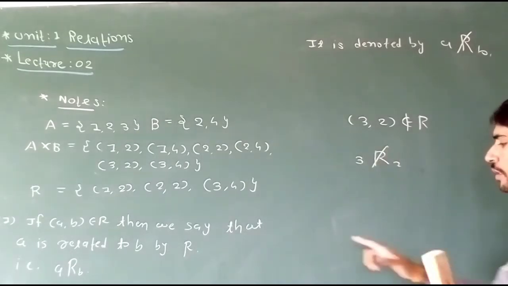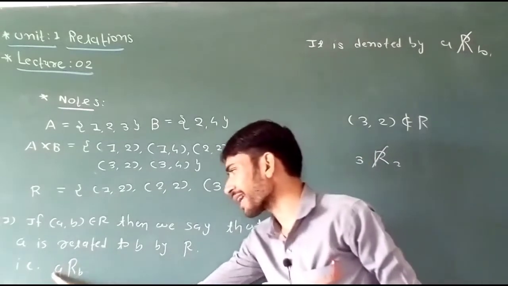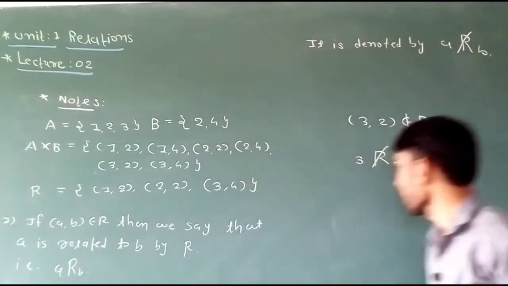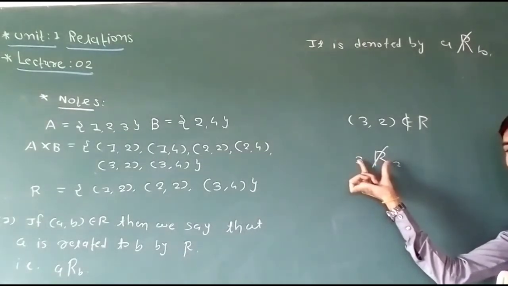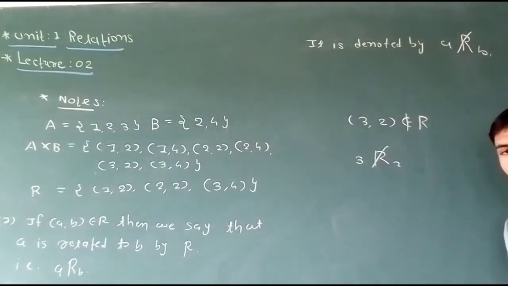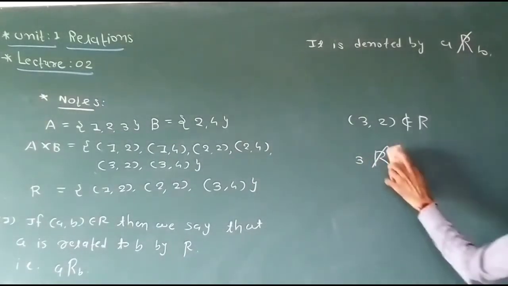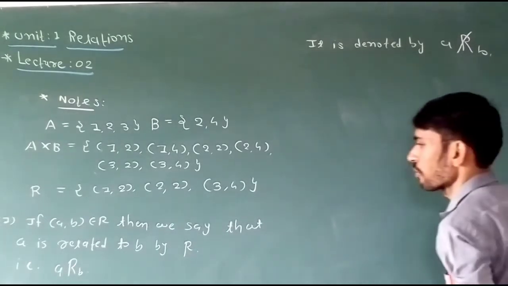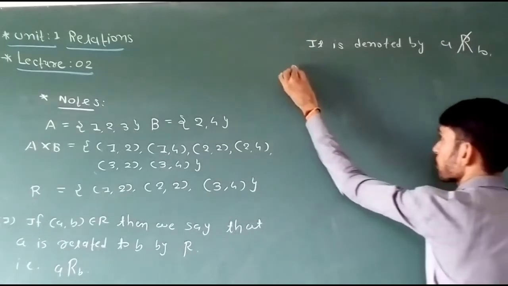And this notation a R b denotes that the pair (a,b) belongs in the relation. 3 not related to 2 means that the pair (3,2) does not belong in the relation. So keep this notation in your mind. Now we write the third note.